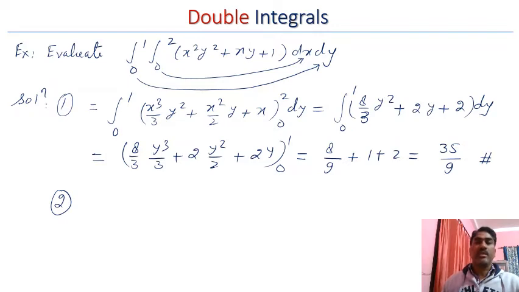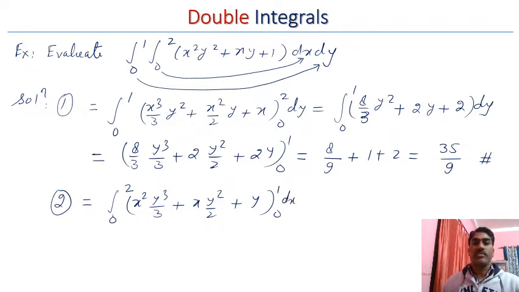Now we will evaluate the y integral first to show that the same answer comes. So evaluate the y integral first, 0 to 2 will remain. So x square and y cube by 3 plus x y square by 2 plus y, and the limits of y are 0 to 1. I have already shown that, dx will remain.